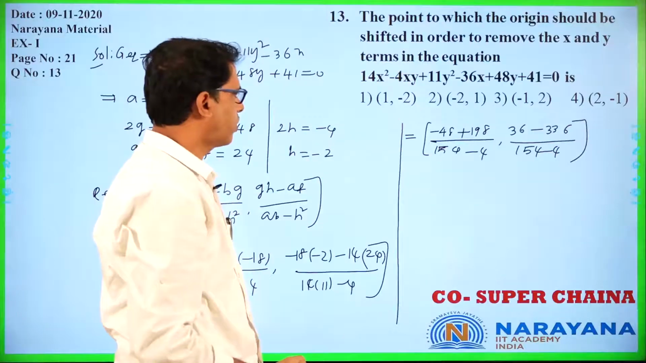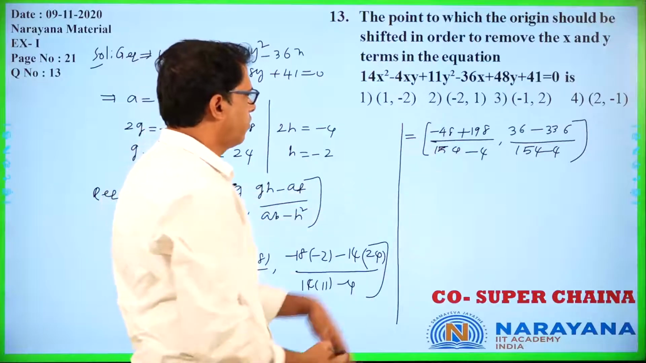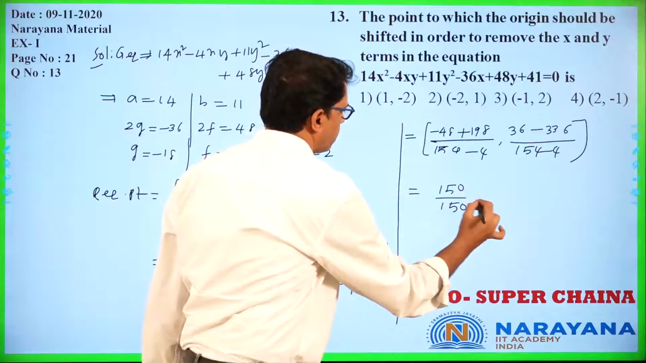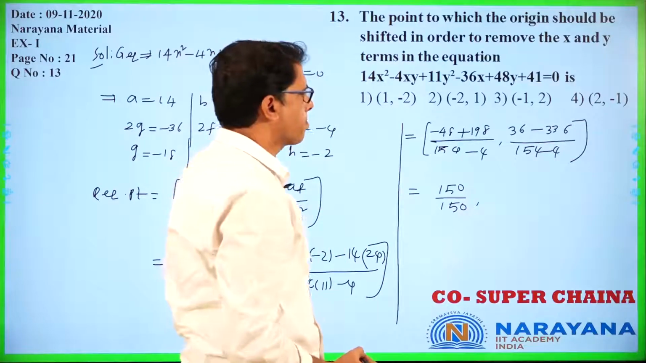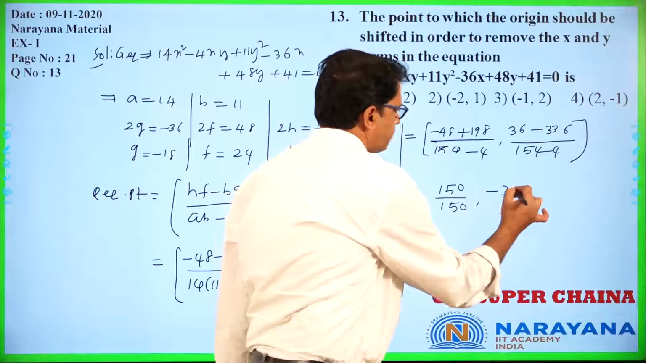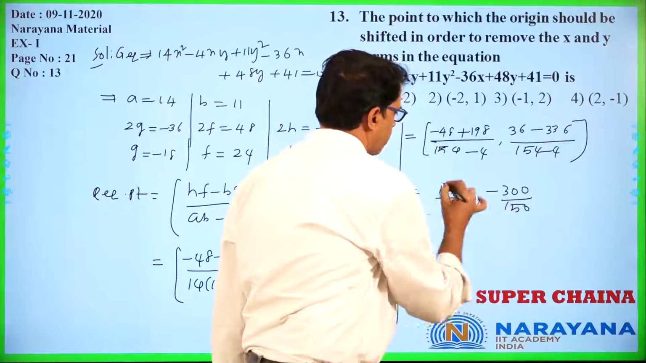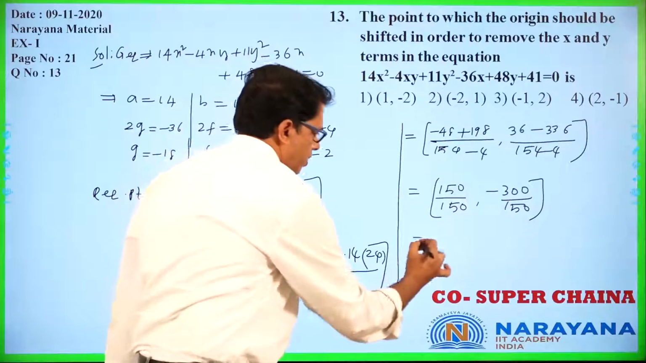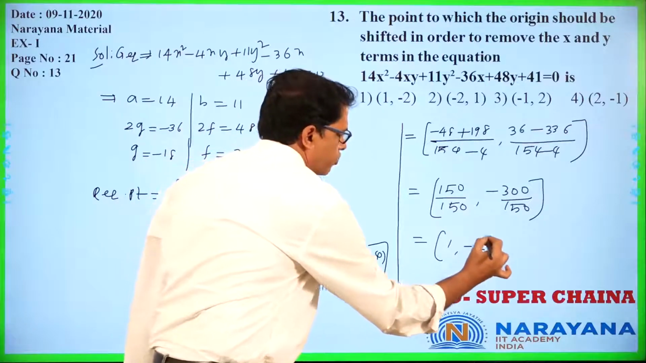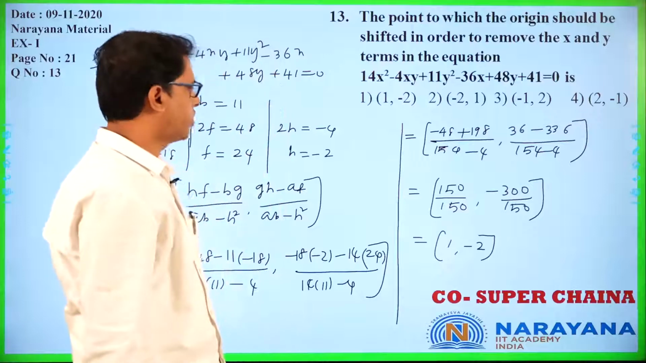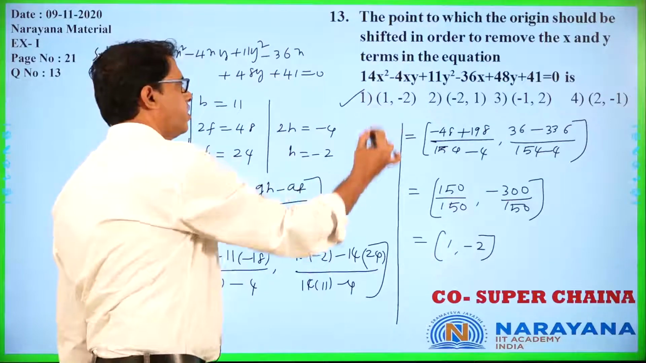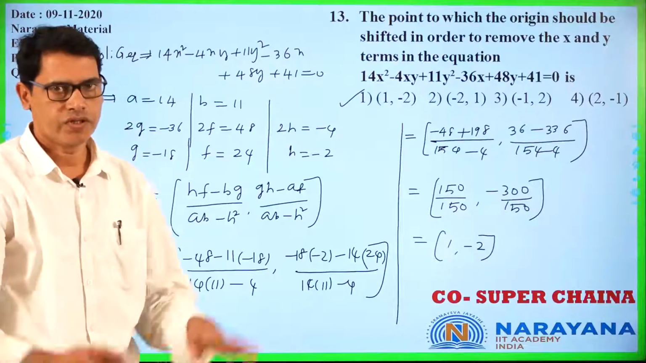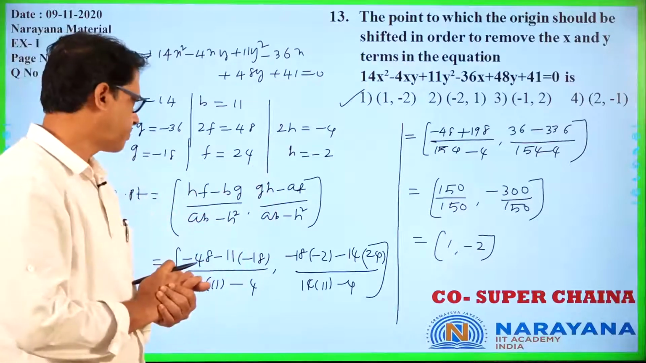Now you are left with what? Here, 150 upon 150. This will be minus 300 upon 150, upon 150. Okay, means the required point is what? 1 comma minus 2 again. 1 comma minus 2 means first option, common simplification. So this is the one method.